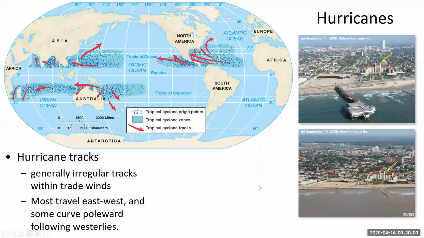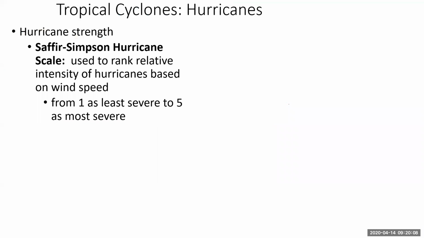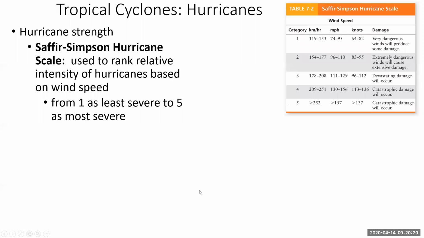Now here's how we measure the strength of a hurricane. Unlike tornadoes, in a hurricane we do measure the speed of the wind. Here's what they use, what is called the Saffir-Simpson hurricane scale, that rates hurricanes based on the speed of the wind.